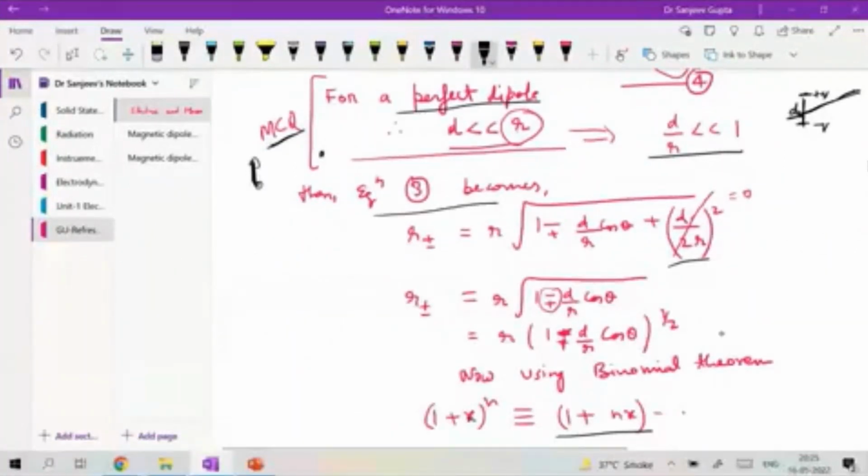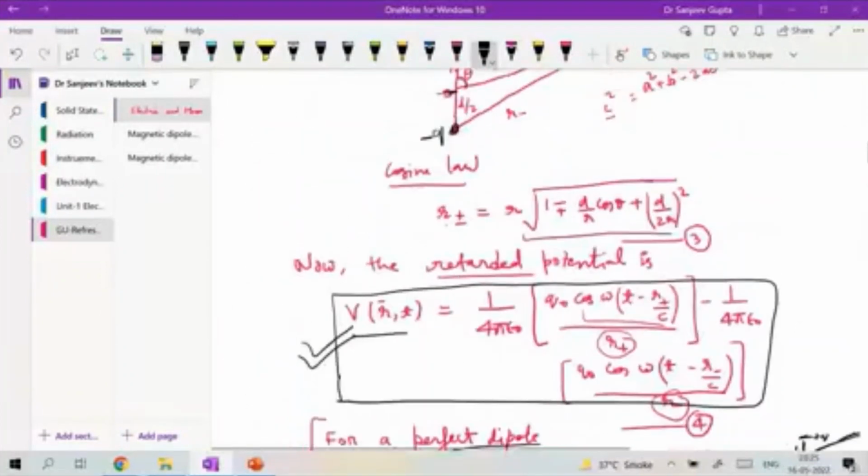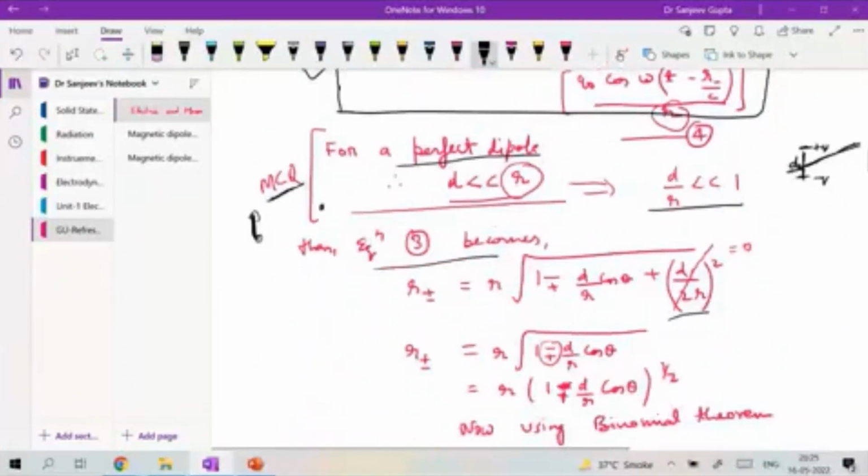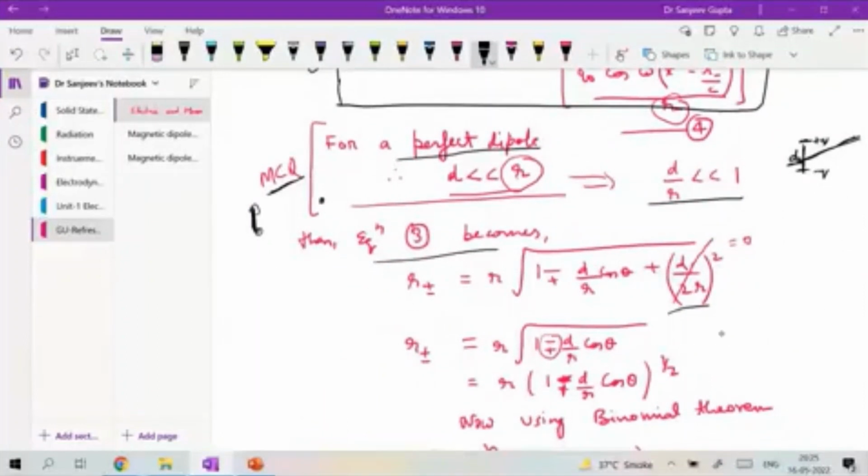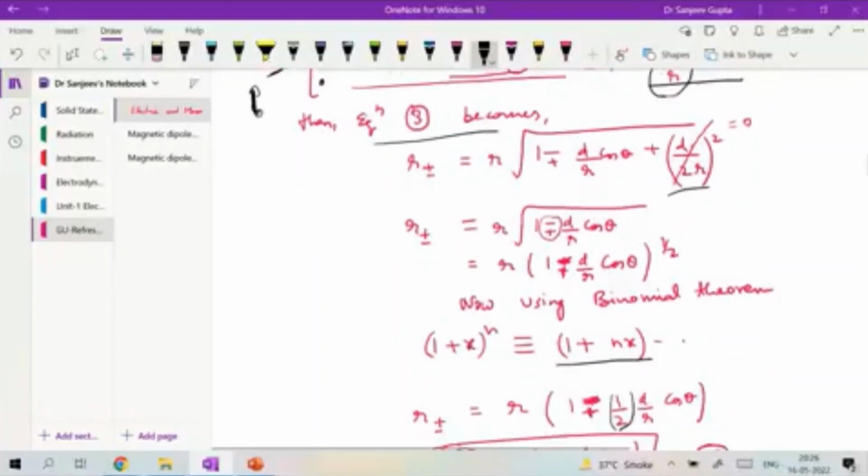Now equation 3, if I am solving this one in more depth, I can take out R, and then I can write minus 1 minus plus d by r cos theta plus d upon 2r whole square. But you know that d by r is very small, so this whole square is very, very small and equivalent to 0, so these terms can be neglected. So now you can see here R plus minus is equal to r 1 minus plus d by r cos theta to the power 1 by 2.